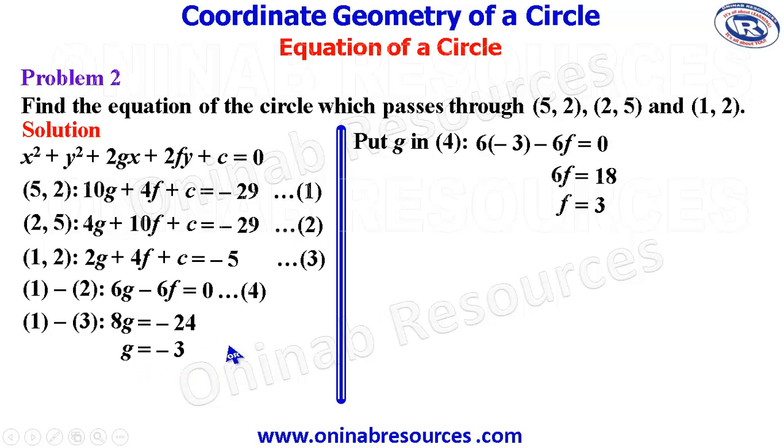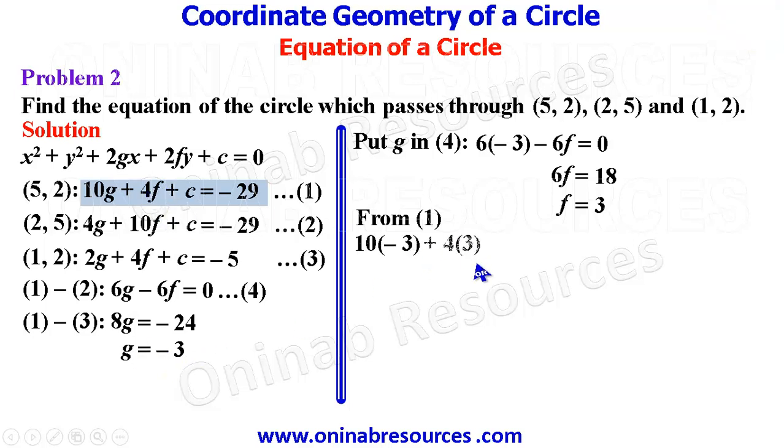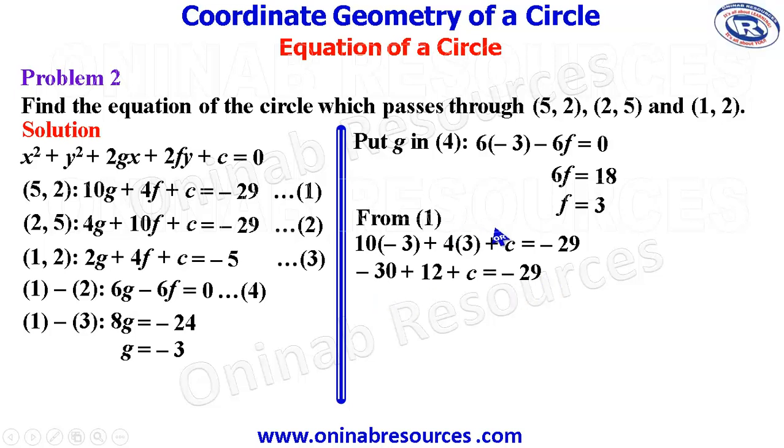So since we've gotten g and f and we are only looking for c, we can substitute into equation 1. So 10g means 10 times -3. 4f means plus 4 times 3. Then plus c is equal to -29. So this is -30 plus 12 plus c is equal to -29. So make c the subject of the relation, which is c equal to -29 plus 30 minus 12. And that will give us c to be equal to -11.